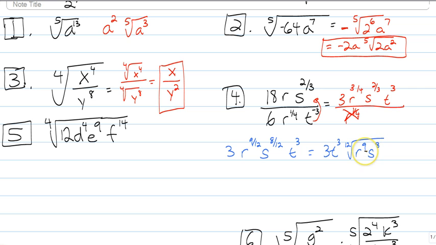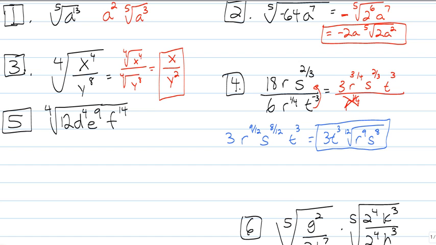Now some of you guys might be like, well, but you can simplify 8 over 12. And we were doing that in 9 over 12. You can, but when you're dealing with more than one base, like r and s, you want a common denominator. So you do not want to simplify it there. You only simplify if it's like one thing.